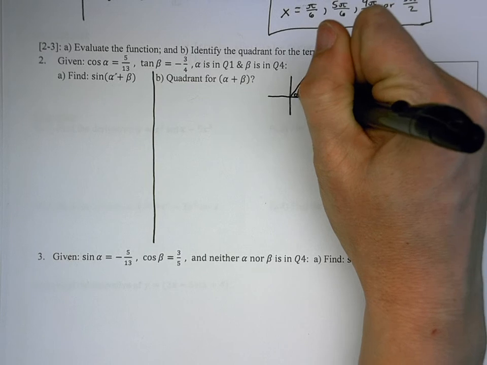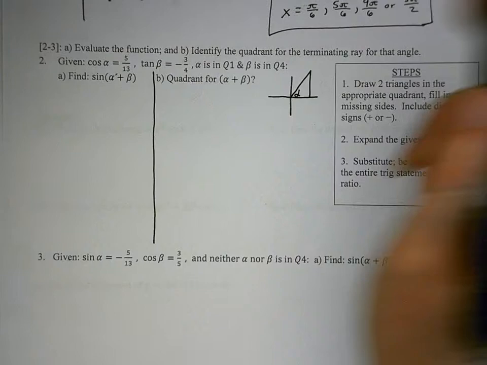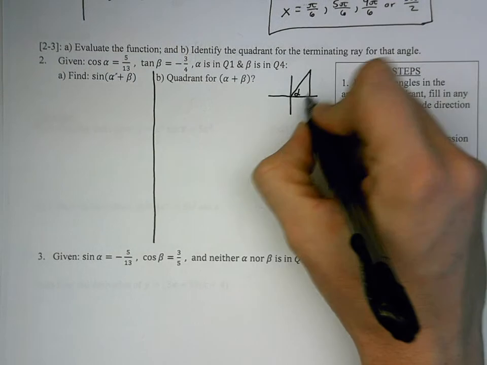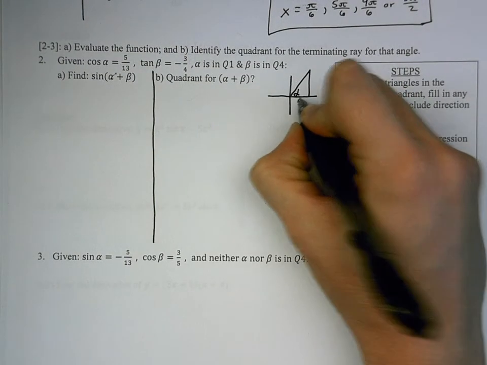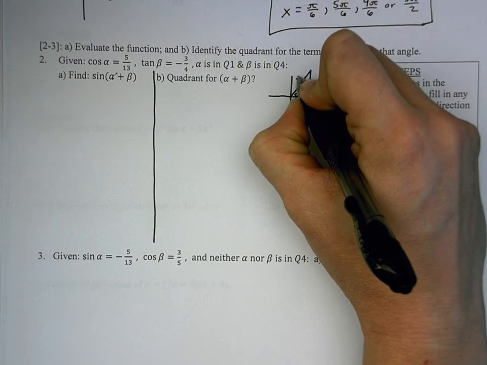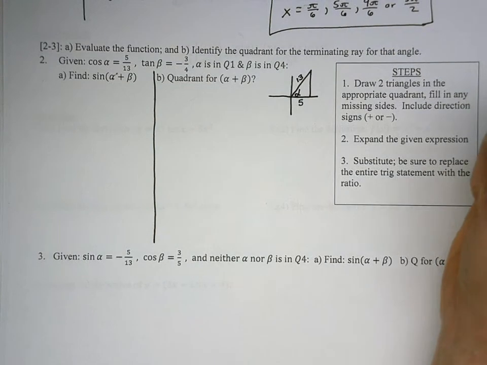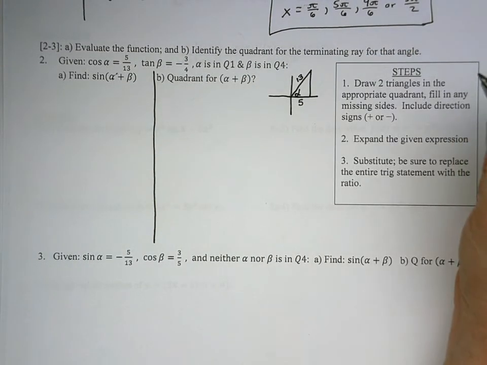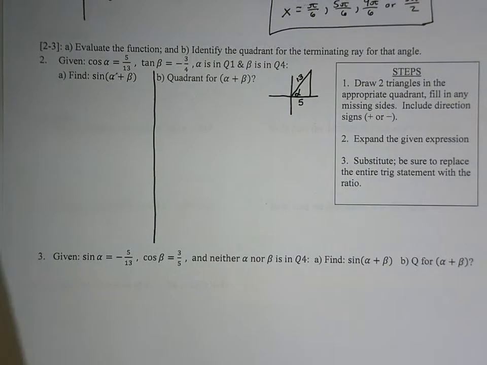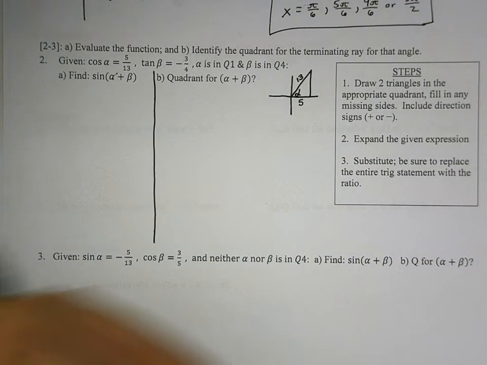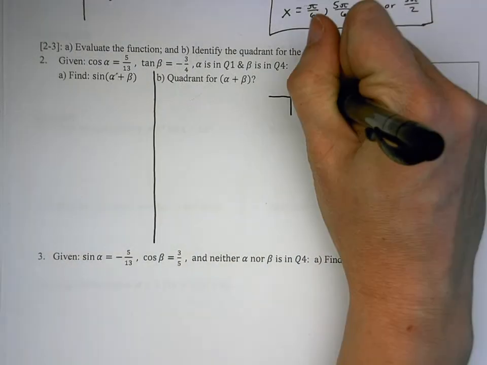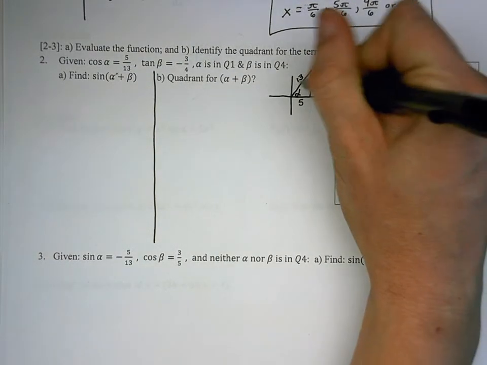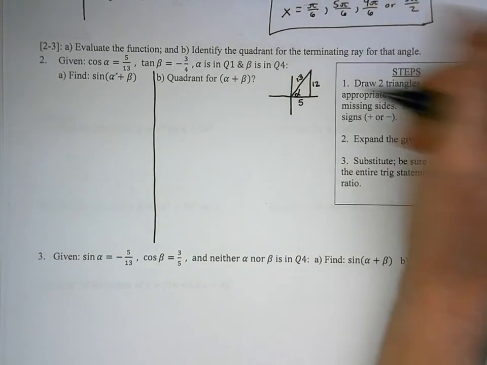Here's my alpha. Cosine is adjacent over hypotenuse. So my adjacent is 5. My hypotenuse is 13. This missing side then, you either know your Pythagorean triple or you are doing Pythagorean theorem. One of the two. So to solve for that missing side using Pythagorean theorem, you'd get 12. Or you could do your Pythagorean triple, 5, 12, 13, and you'd know it was 12 that way.